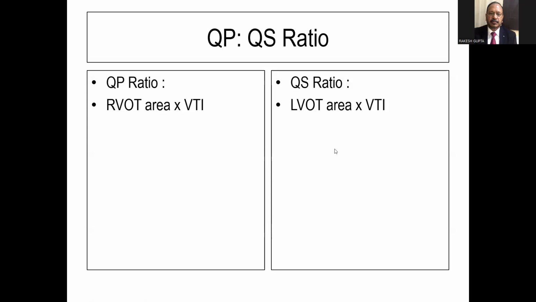So stroke volume at LVOT and stroke volume at RVOT should be almost the same in absence of any shunt and other things. And that's what we calculate in right side lesions.